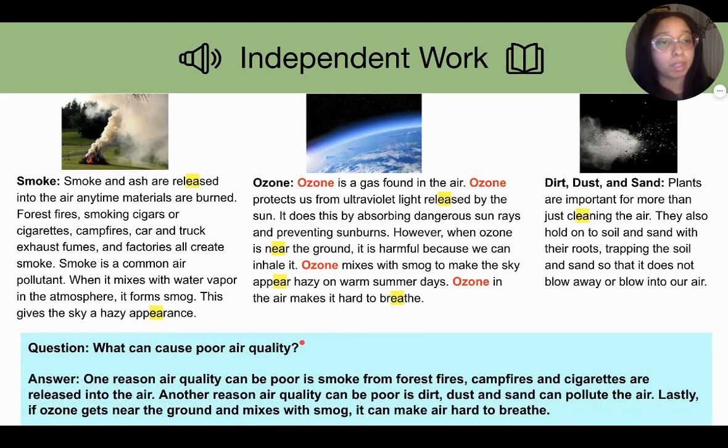A possible response you could have written was, one reason air quality can be poor is smoke from forest fires, campfires, and cigarettes are released into the air. Another reason air quality can be poor is dirt, dust, and sand can pollute the air. Lastly, if ozone gets near the ground and mixes with smog, it can create air that is hard to breathe.